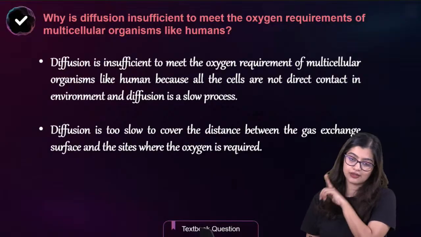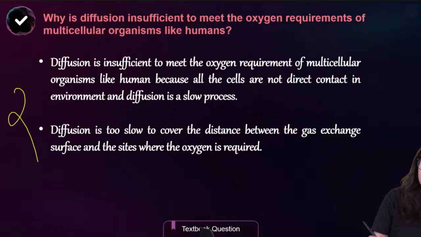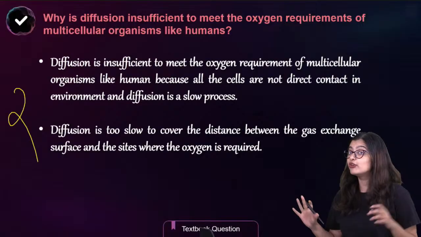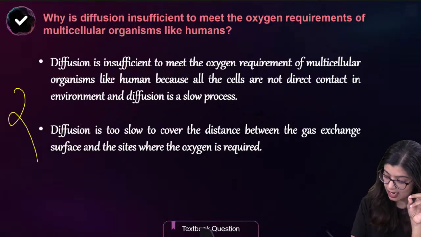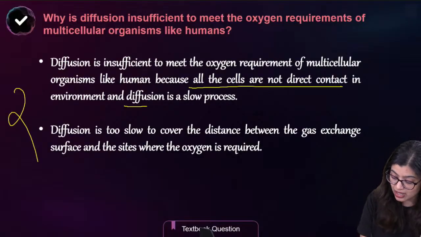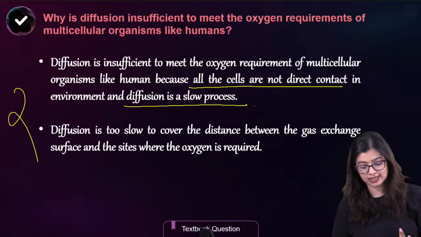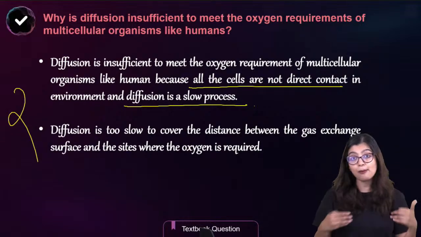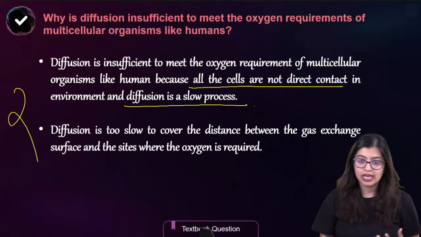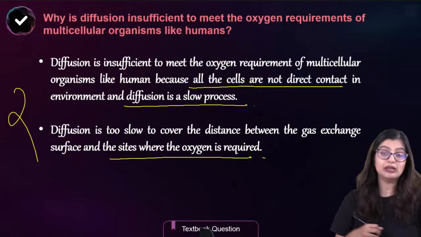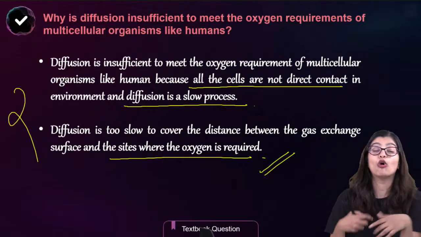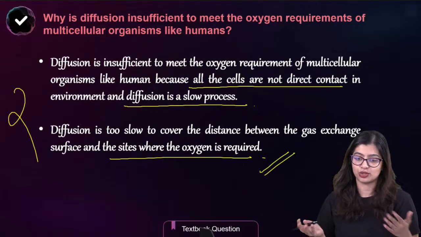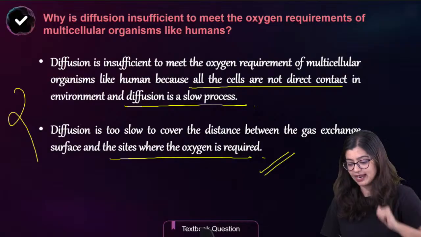So in such cases, if you are writing the answer for 2 marks, you will have to write 2 pointers. Diffusion is insufficient. Why? Because all the cells are not in direct contact, right? And in such case, diffusion becomes a slow process. And we know that in our body, we require large amounts. Hence, in such cases, we have specialized structures that ensure that more oxygen is made available to the body. Very good.